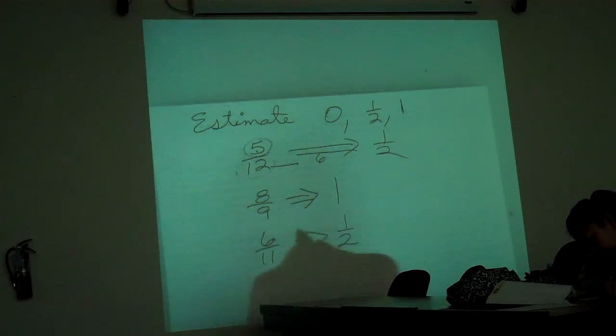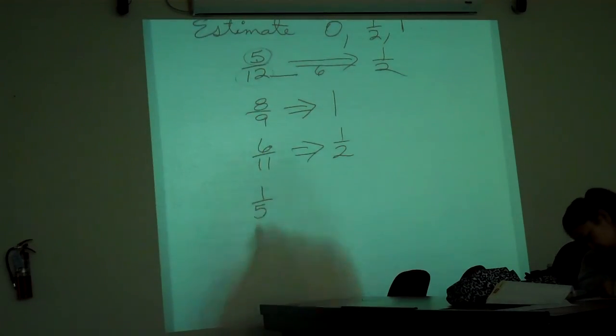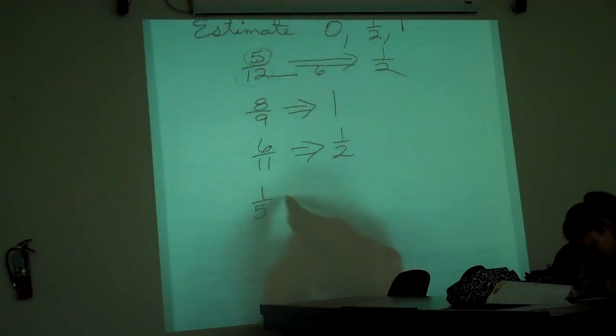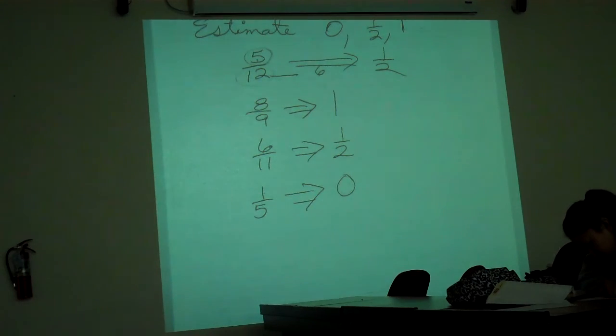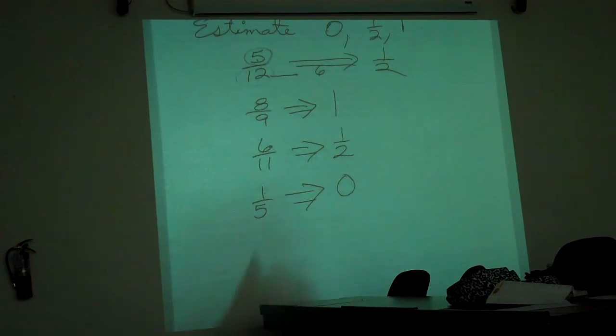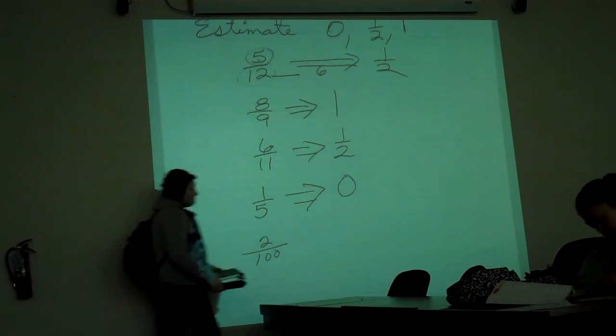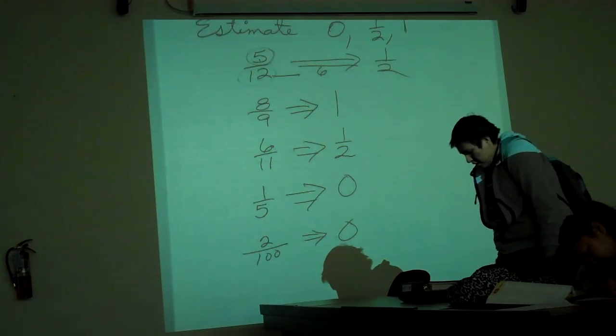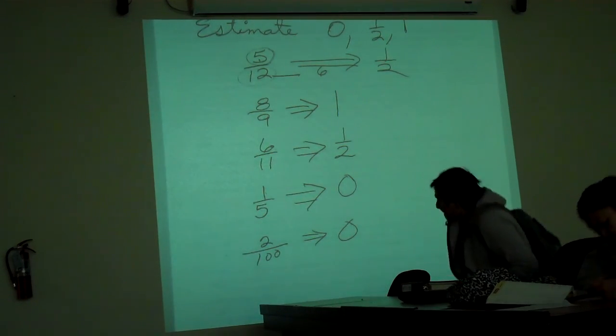How about 1/5? Yeah. 1/2 of 5 is 2 1/2. That's not even close. It's almost nothing. So this rounds to 0. Okay? How about 2/100? 0. Not even close to 1/2 of it. Okay.